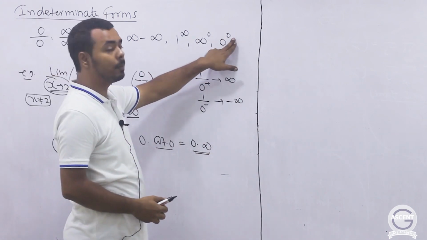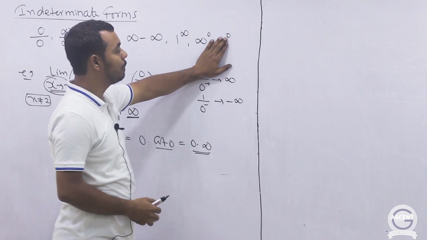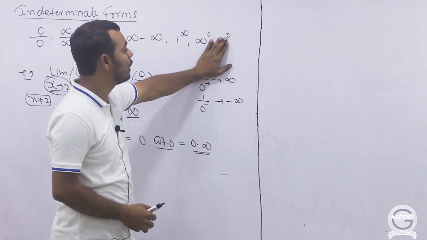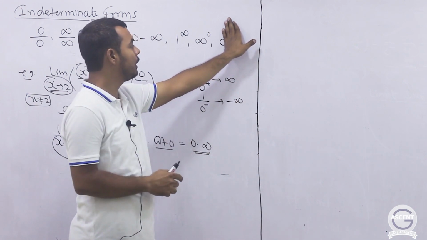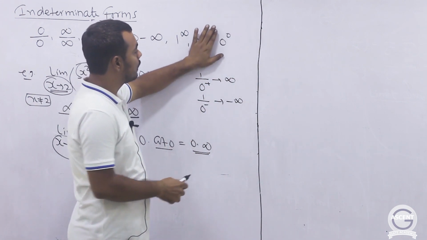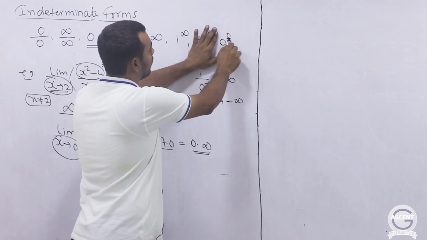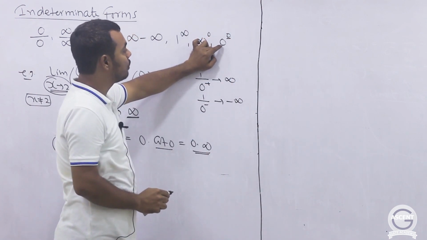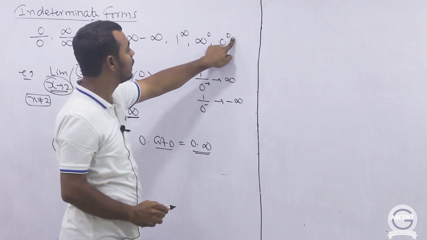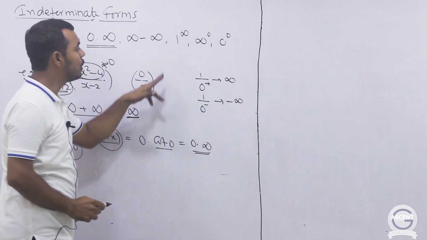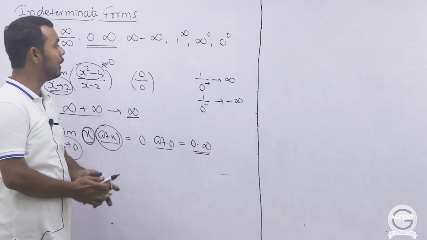If you see 0 to the power 0, then any finite number raised to the power 0 is 1, and 0 raised to the power of any finite number is 0. So if you see the exponent only, this should be 1. But if you see the base only, this should be 0. So therefore 0 to the power 0 is an indeterminate form. Using similar logic, you can show that these are all indeterminate.